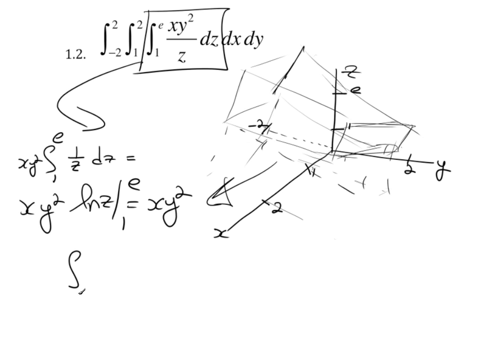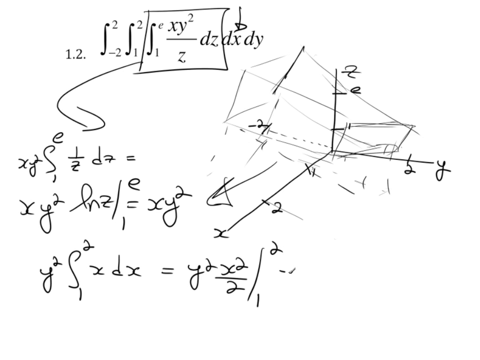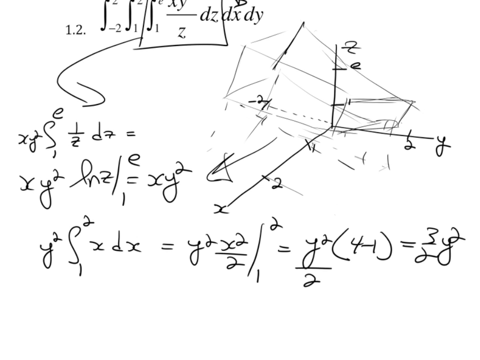So now I need to integrate from 1 to 2. Now I'm doing it with respect to x. So I'm going to leave this y squared out here. I have x dx. So that's going to give me y squared x squared over 2 from 1 to 2, which would be y squared over 2 times 4 minus 1. So that's going to be 3/2 y squared.